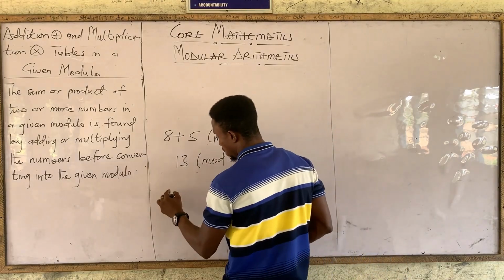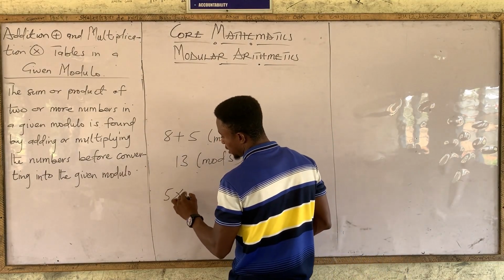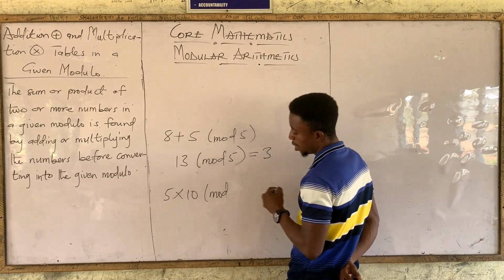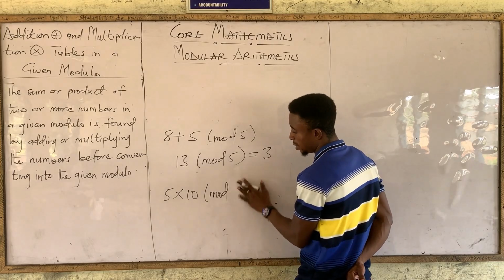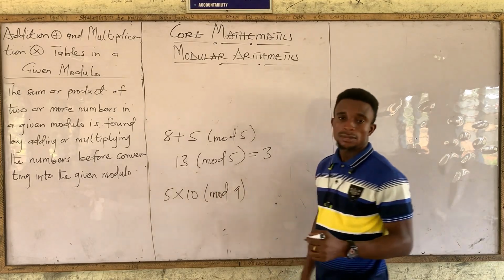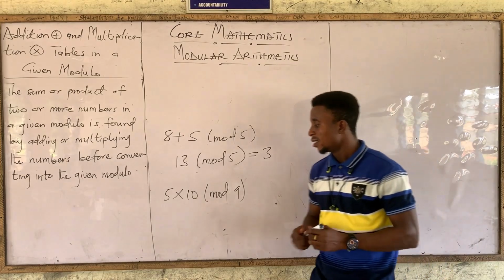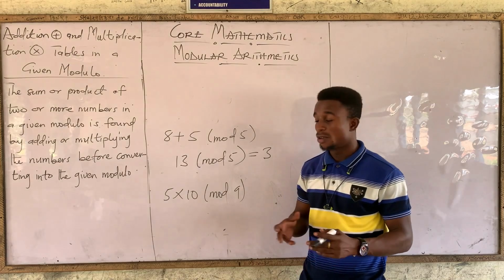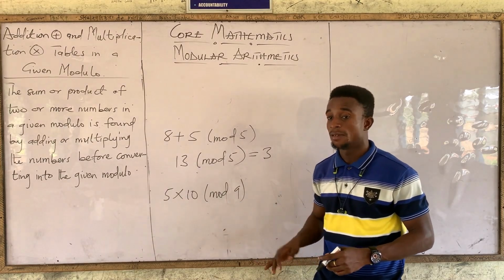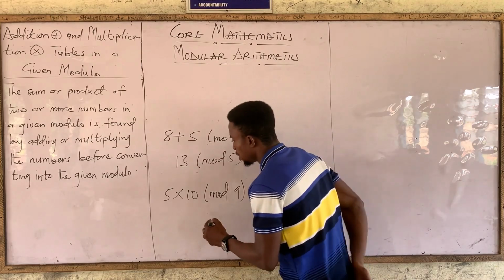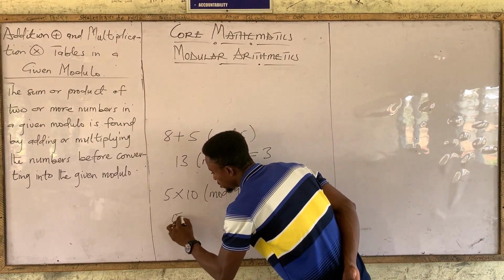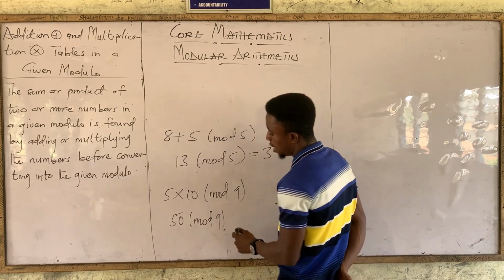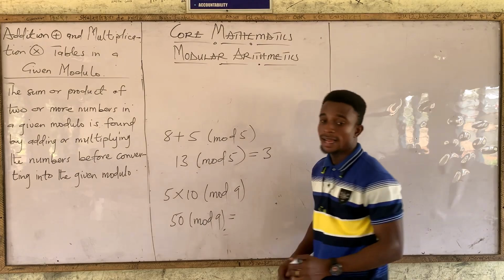Sometimes you can be given, let's say, 5 times 10 in mod, let's say 9. So when this one too is given, you have to multiply the 5 by the 10 first before taking the modulo. Are we getting that? Are we okay? So this one will be 50 mod 9.